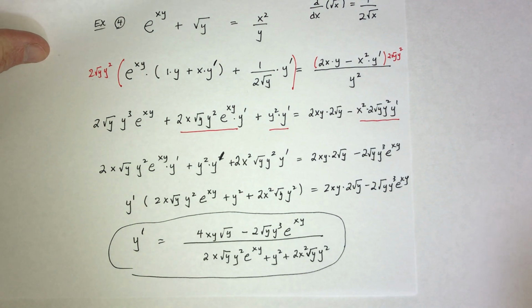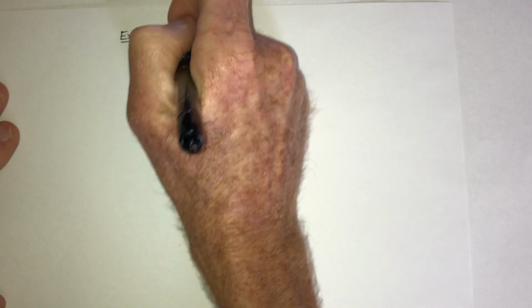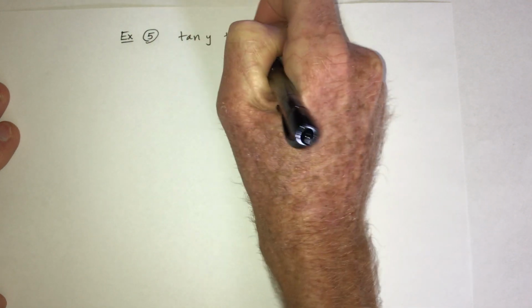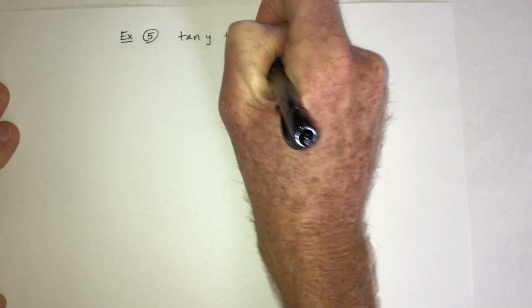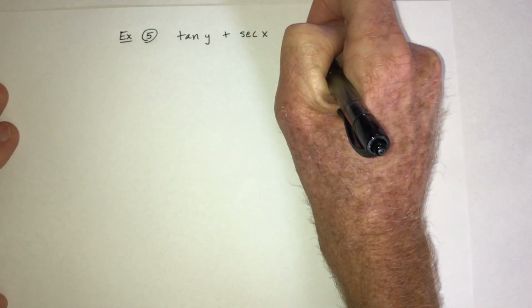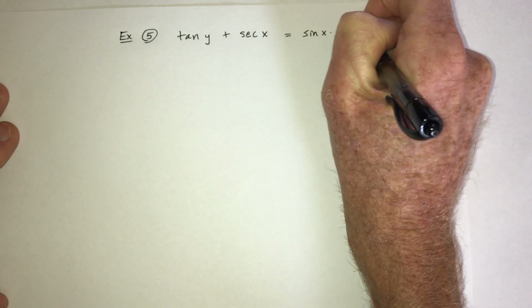Now let's try one that isn't quite as long. So for example number 5. So what if we have tangent of y plus secant of x equals sine x times cosine y.